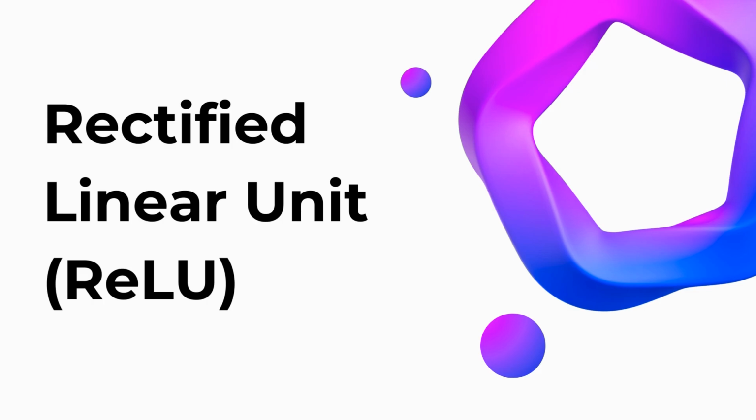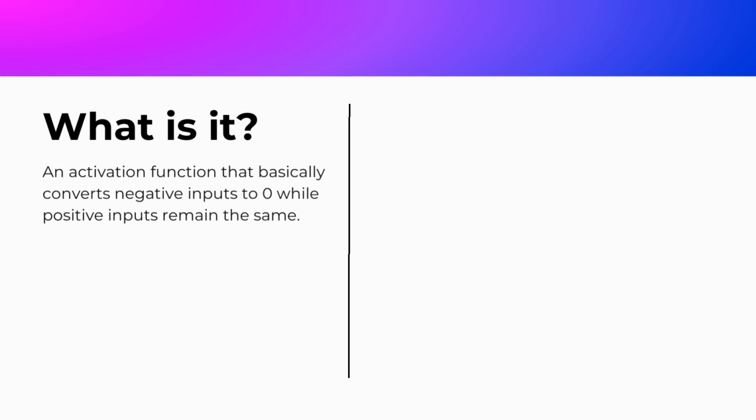Today we're going to talk about the Rectified Linear Unit, ReLU, commonly used in neural network models. So what is it? It is an activation function that basically converts negative inputs to zero while positive inputs remain the same. An activation function is a simple function that transforms its inputs into outputs that have a certain range. In this case, ReLU converts it to a range of 0 to infinity.